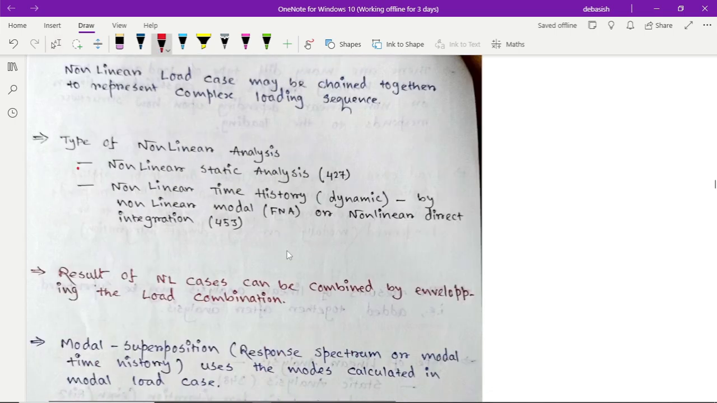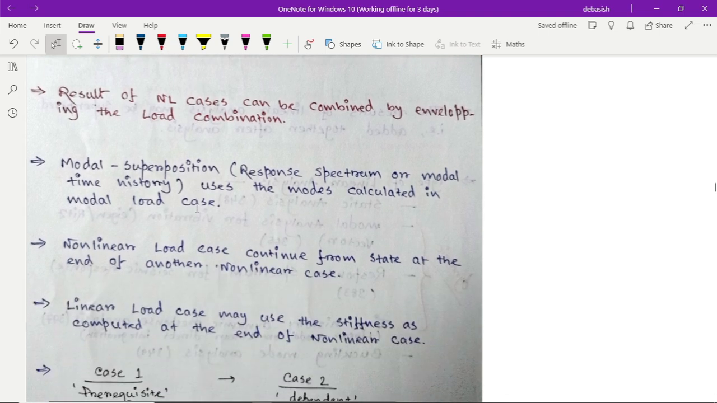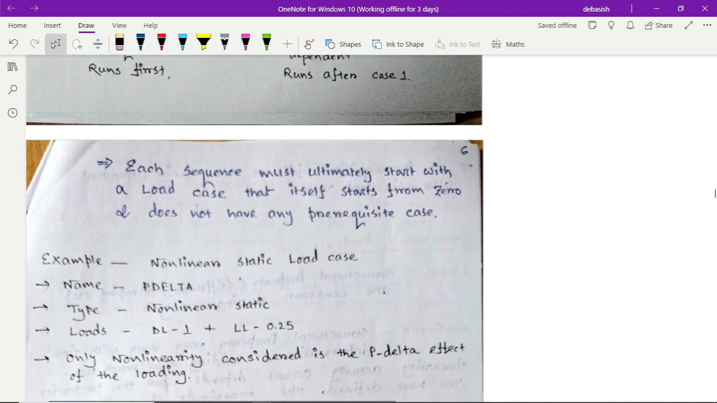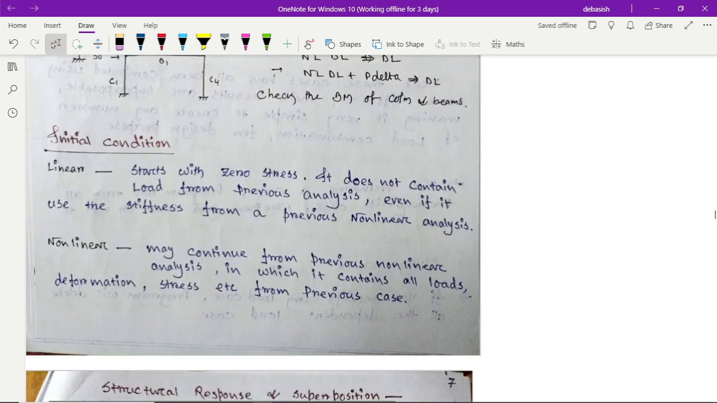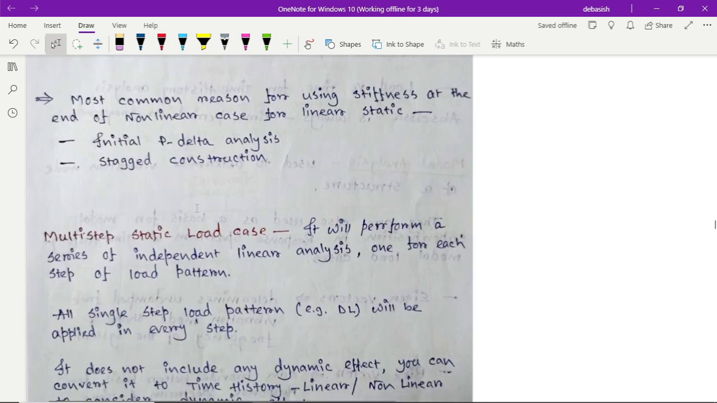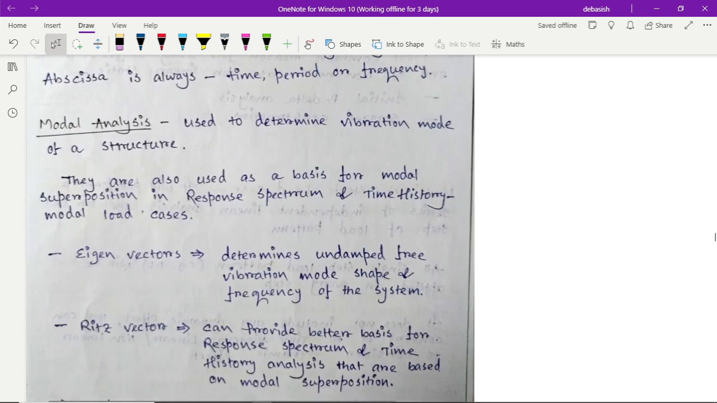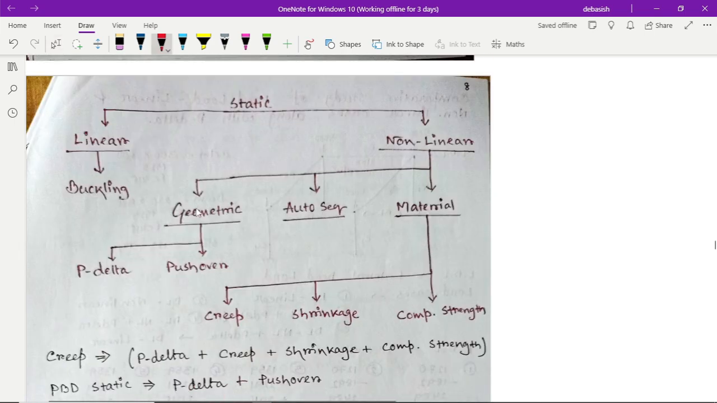Nonlinear analysis includes nonlinear static analysis and nonlinear time history, that is nonlinear modal time history or nonlinear direct integration time history. These are the nonlinear analyses that we can execute in the ETABS software. Modal analysis will be considered in the response spectrum and also in the time history cases. After that, initial conditions we will find later. Multi-step statics also, and this is auto construction sequence, buckling load, modal analysis with the help of ritz vector, and these are the flow chart we can find here.